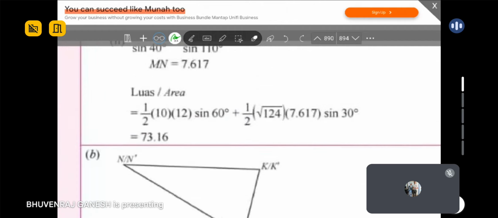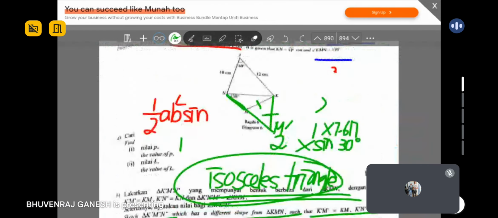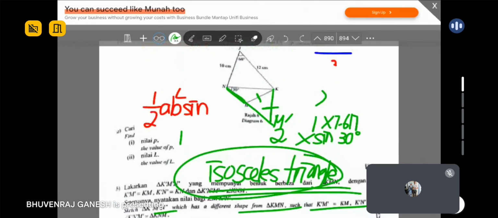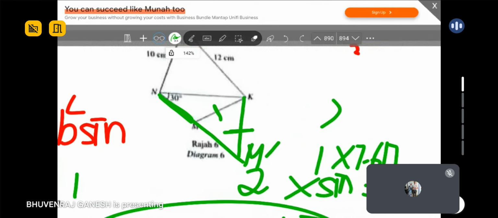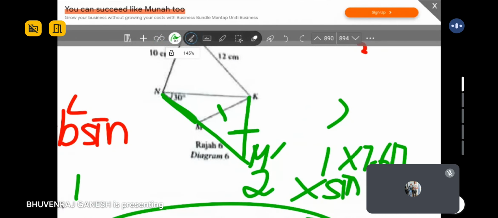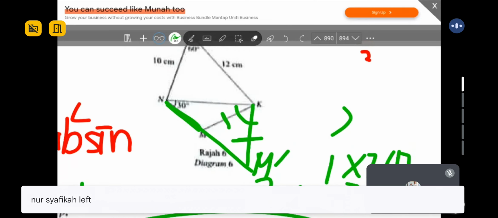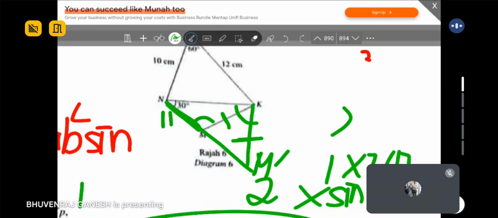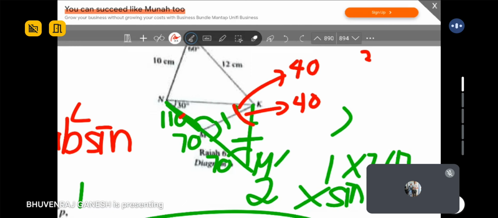Okay, and then mereka suruh kamu cari MKN ataupun KNM. Okay, so MKN. Okay, so means yang ni. So how to get this one guys? Kamu kena fikir. Okay, so just now yang ni 110. Am I right? Yang ni 70. Yang ni 70. Yang ni akan berapa guys? 40. Betul? This one you will get 40. Yang ni sahaja. Okay, this one is 40. Lepas tu yang ni guys, yang ni pun 40. Am I right? 110 tambah 30, baki akan 40.